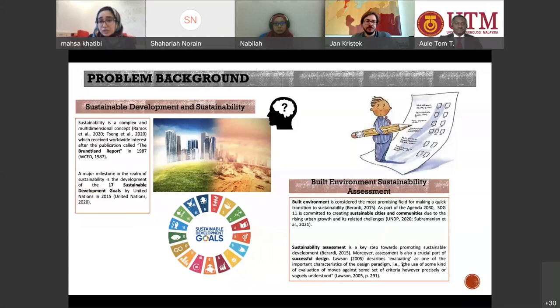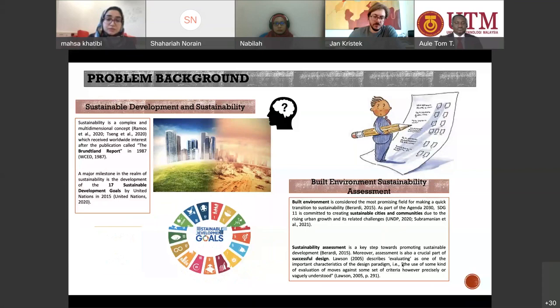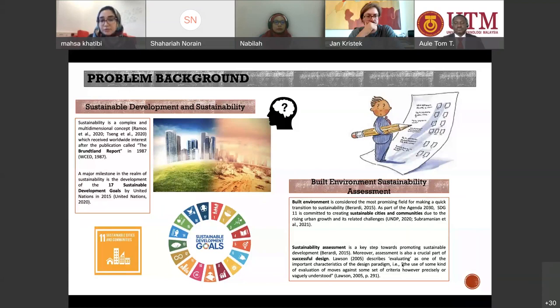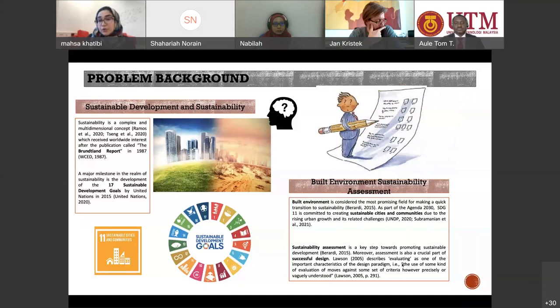SDGs also consider sustainable cities and societies, and then the built environment is going to be very important. But to design, it's important to have an assessment, because without assessment, it won't be possible to design. So assessment is a key part. To conclude, my whole PhD revolves around this idea of sustainability and sustainable development, the built environment, and its assessment.